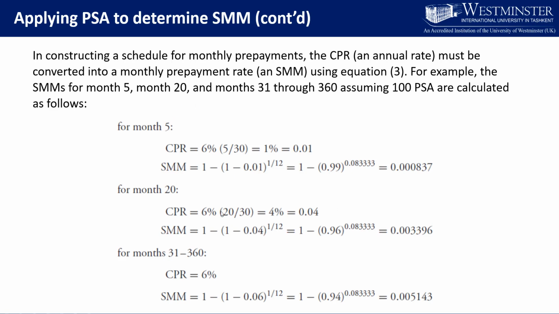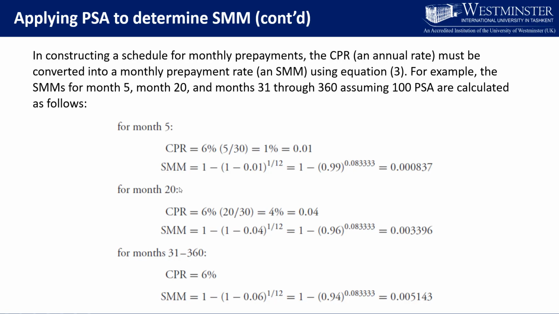So let's apply the PSA to calculate this. Let's say the SMM for month 5, month 20, and month 31 through 360, assuming 100 PSA are given. So CPR is 6% times month 5 over 30, right? It's going to be 1% for month 5. SMM is going to be calculated accordingly using the formula I showed you earlier.